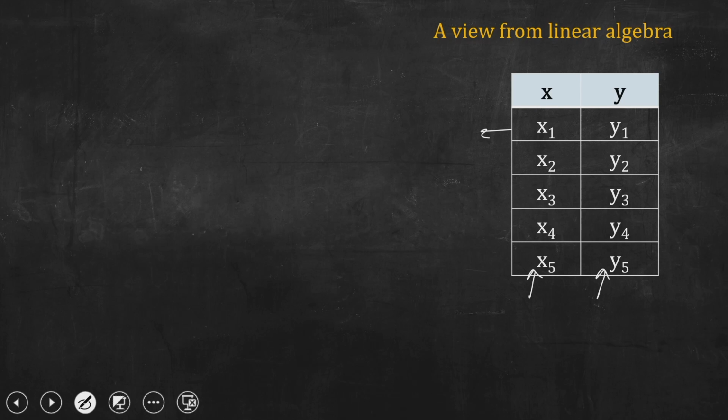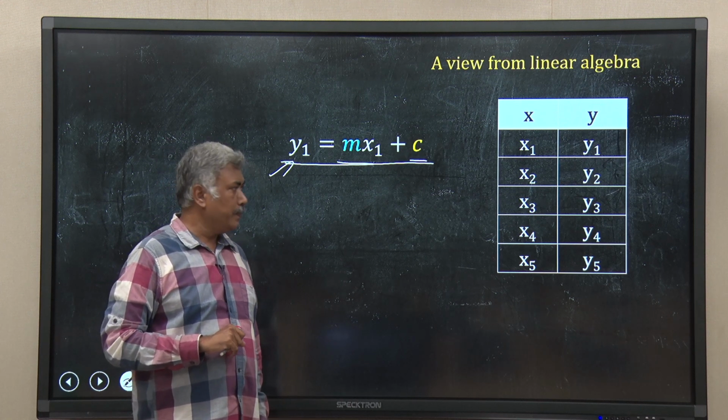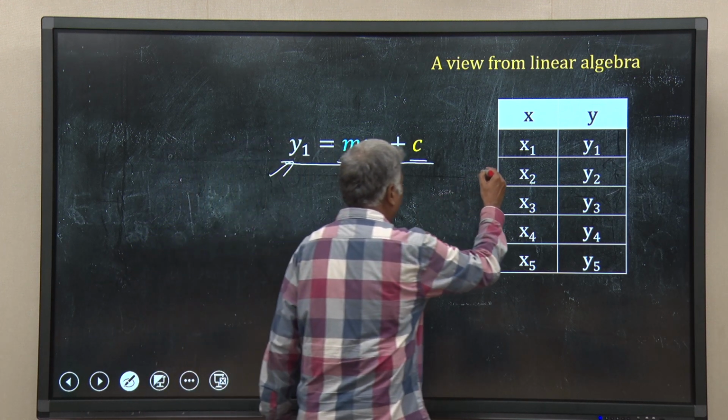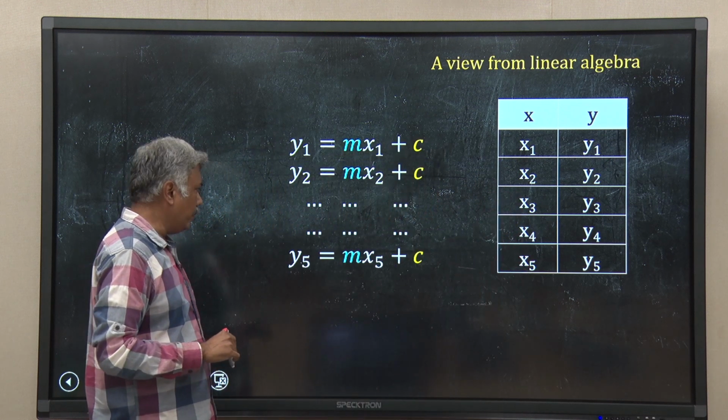Now, if I consider that there is a linear relationship of the form y equal to mx plus c, then for this first data I can write an equation like this: m into x1 plus c must be equal to y1, because the data says when x is x1, y is y1, and if there is a linear relationship, then this equation must be valid. I do not know what m and c are, but this equation must be valid. Now, for each of these data I can do that from 1 to 5.